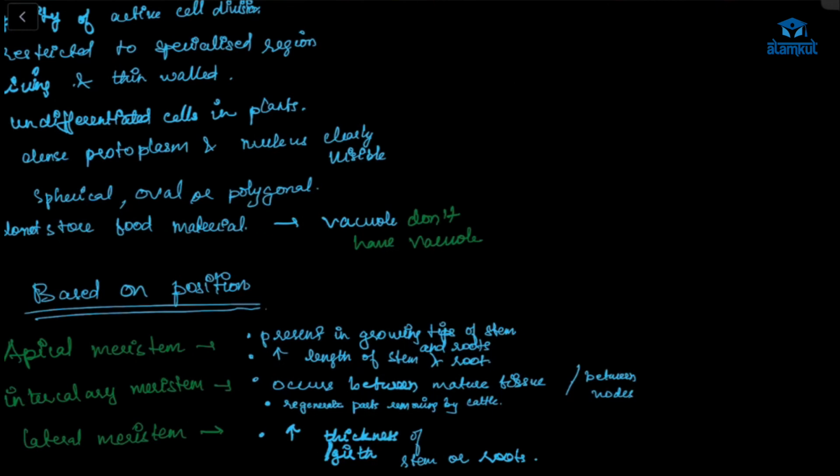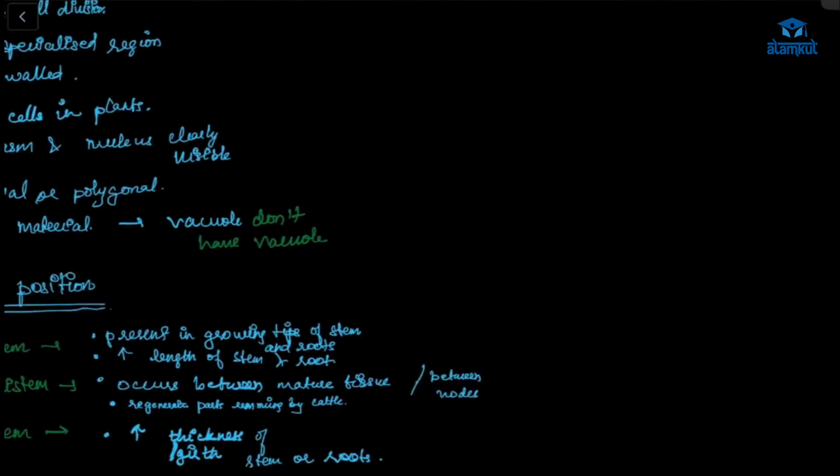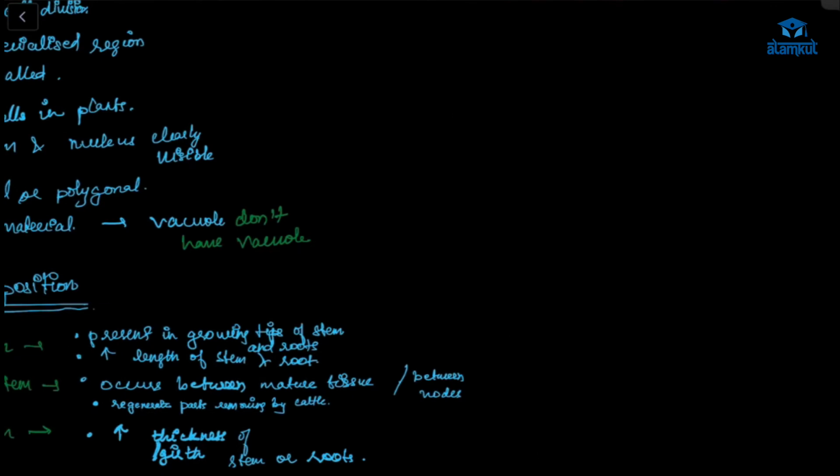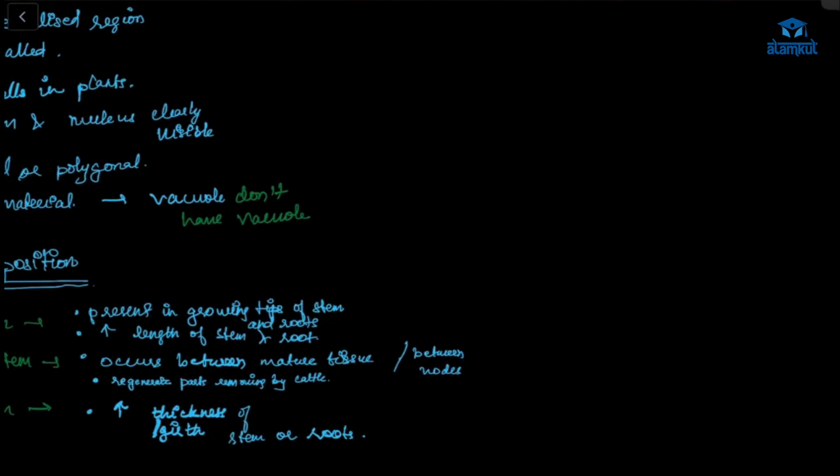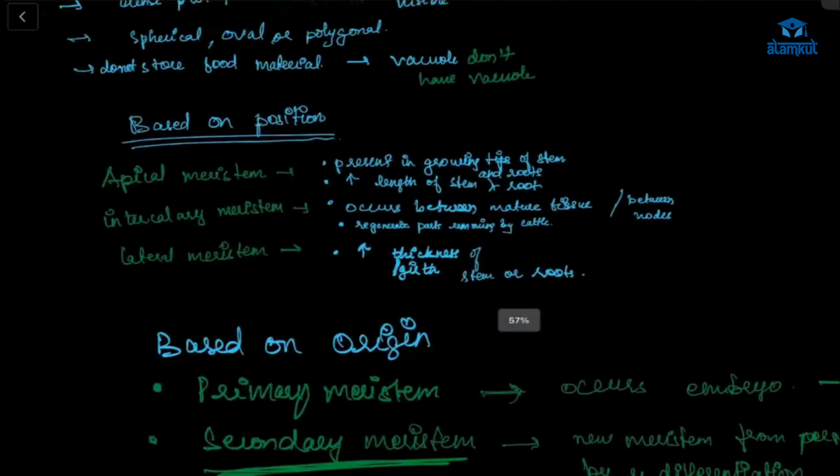Ma'am, on the basis of position, it's divided into apical meristematic tissues, intercalary meristematic tissues, and lateral meristematic tissues. Apical helps in the growth in the length of the plant, and it's present in the stem and the roots. The intercalary is present between the mature tissues, and it helps in the regrowth of plants, because some of it is eaten by cattle. The lateral meristematic tissues help in the growth of the breadth of the plant. Yes, correct. Very great.